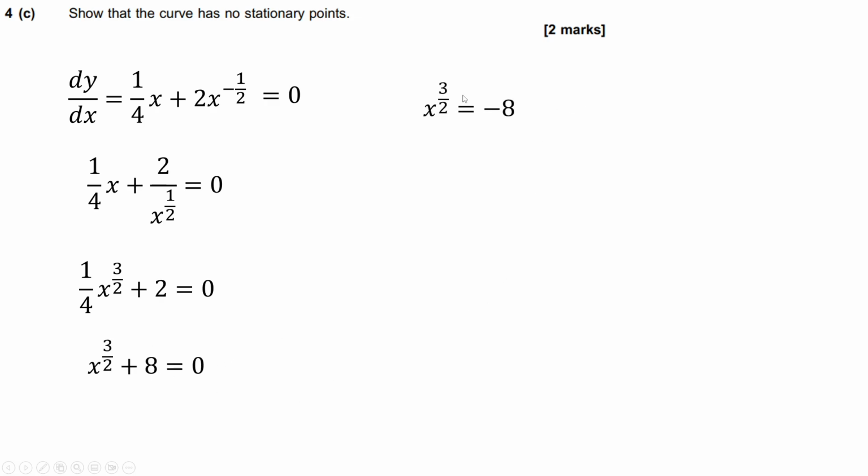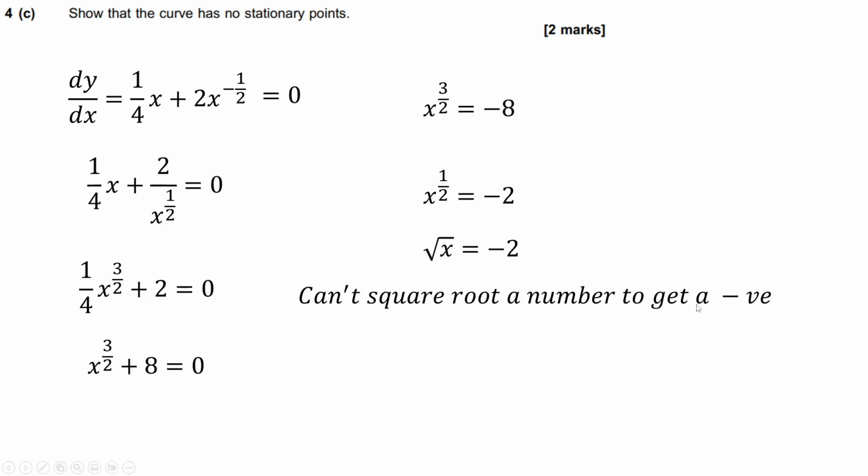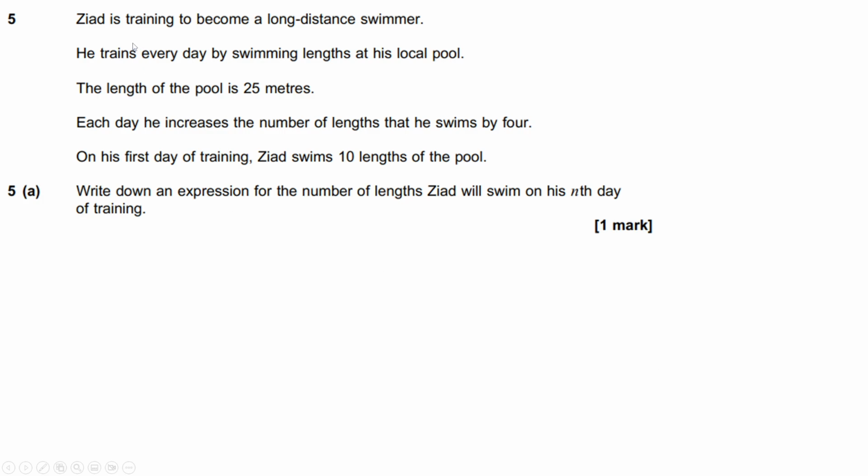I've brought the 8 to the other side. I'm going to cube root both sides. Okay, so both sides to the power of a third. To get x to the power of a half equals minus 2, or square root x equals minus 2. Now you can't just square root this because you have to realize that you can't square root a number to get a negative. Just imagine putting a value. If you square root both sides, you'd get x equals 4. But if you plug in x equals 4 back into this, you wouldn't get minus 2. So there are no solutions, so therefore no stationary points.